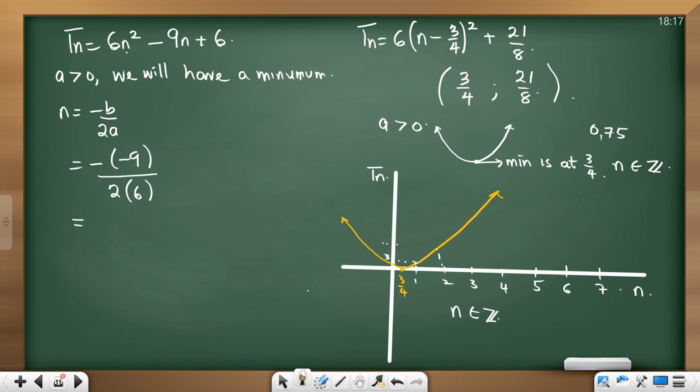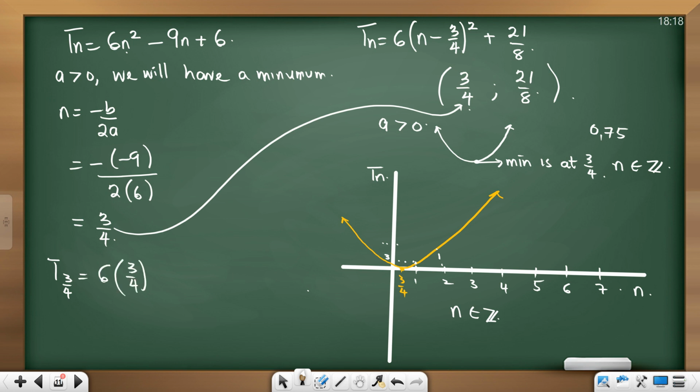3 over 4. How did we get 3 over 4? Now, if I put 3 over 4, I want you to see something. I want you to enjoy maths. Please put 3 over 4 here. I want you to see what I did earlier on. Please give me an answer.